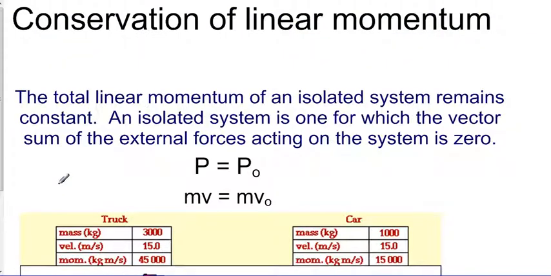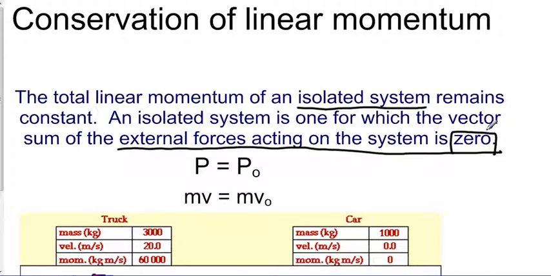So, conservation of linear momentum. So now we know what momentum is. Momentum is the mass times velocity. The total linear momentum of an isolated system remains constant. An isolated system is one for which the vector sum of the external forces acting on the system is 0.